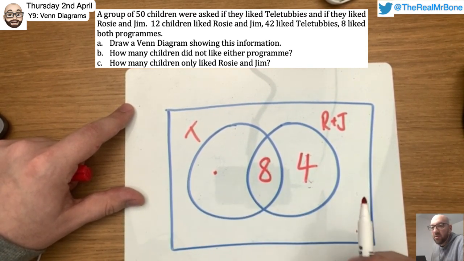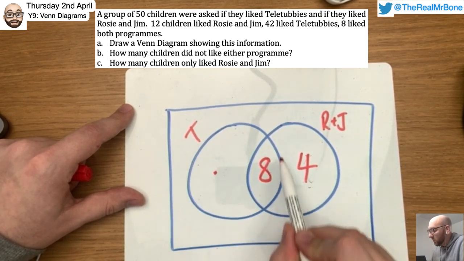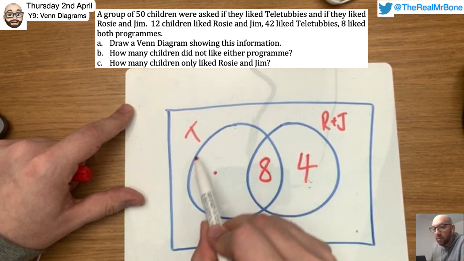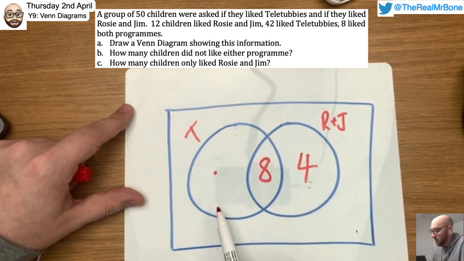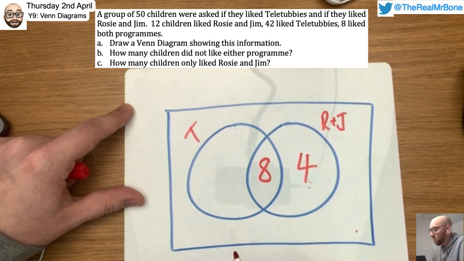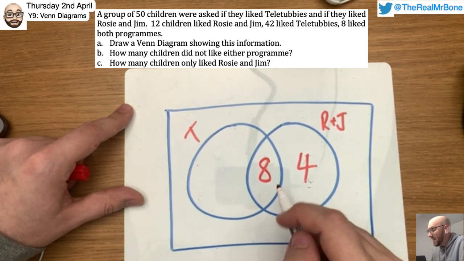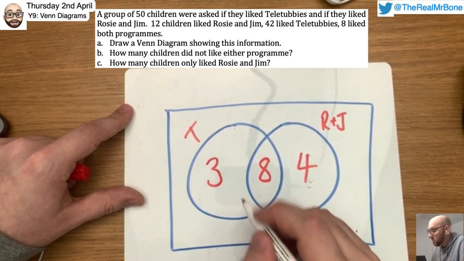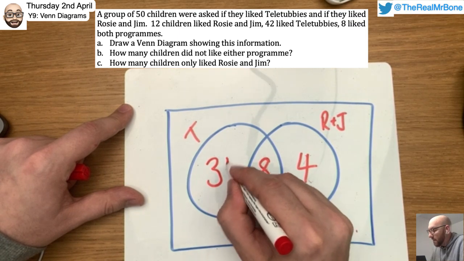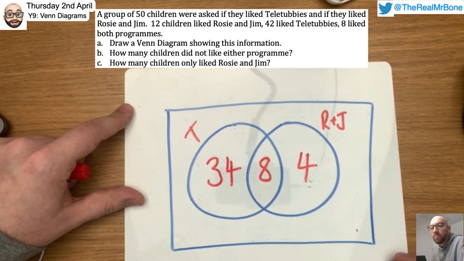The same idea with Teletubbies. We know 42 people in the question. It says 42 people like Teletubbies altogether. Well, we've already got 8 of them. So if we do 42, take away the 8, we get 34.